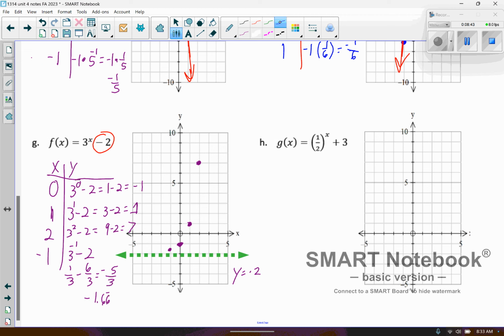And so with that, I'm ready to go ahead and graph this. And so here we go.